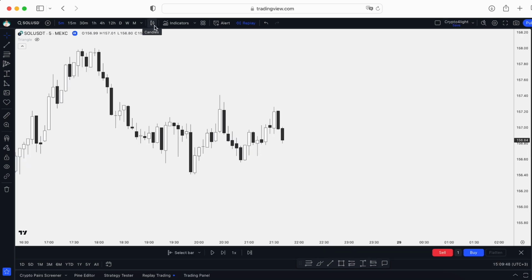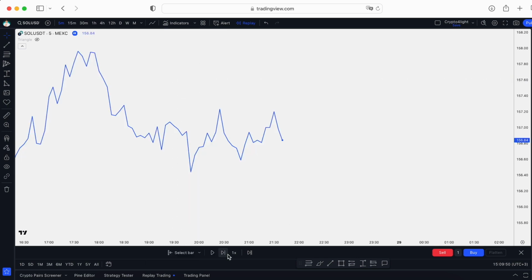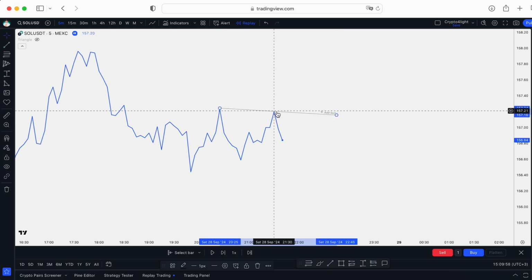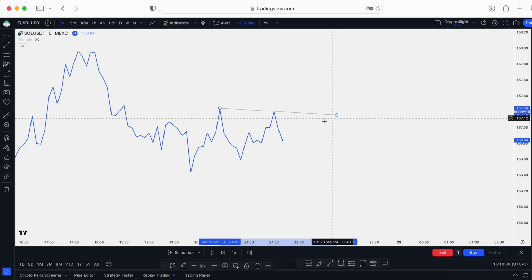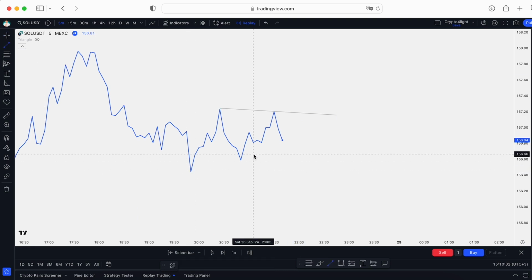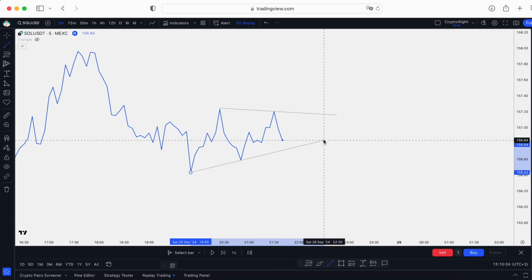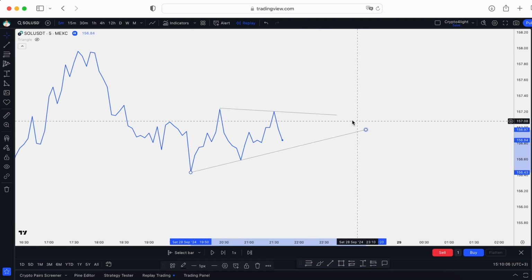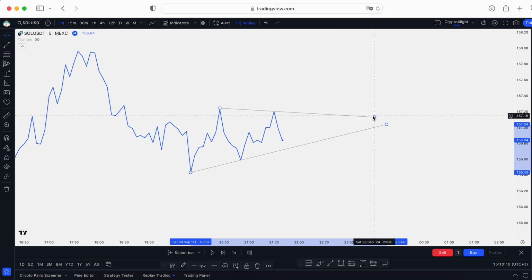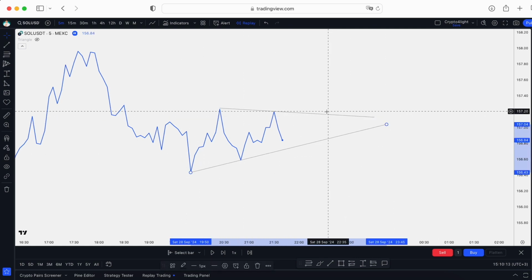To cut all noise, we can use the line chart. It cuts all the wicks, and we can build something similar to a triangle. So this is a resistance. Just a hypothetical trend line. And this is like support. We build a triangle. When this triangle will break out, we don't know. But we start forming something like a triangle.